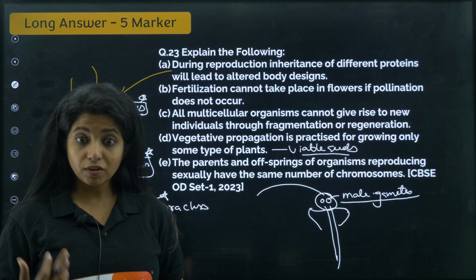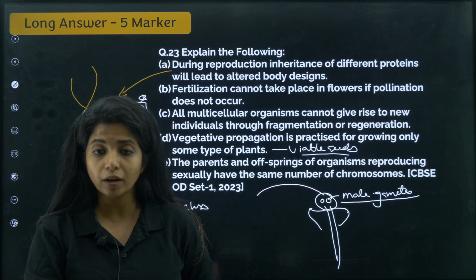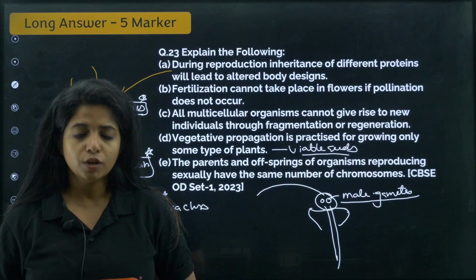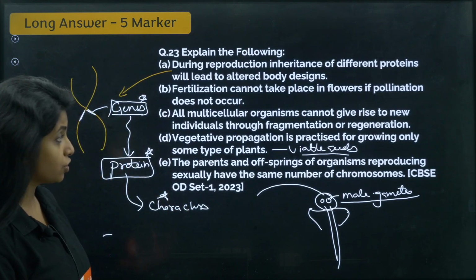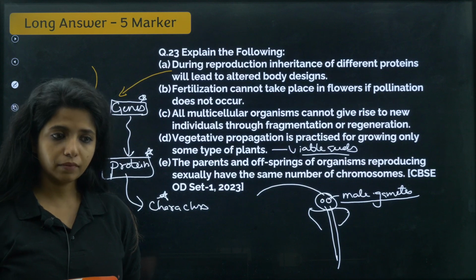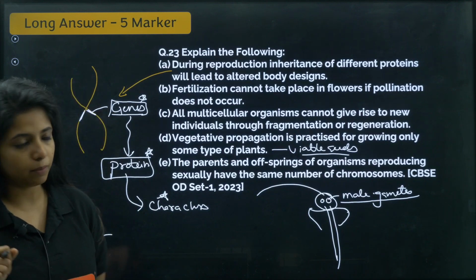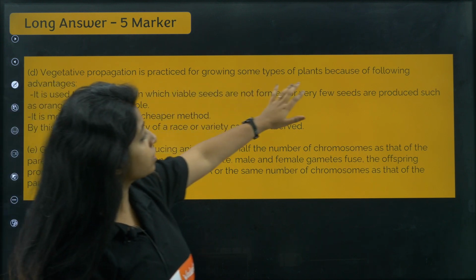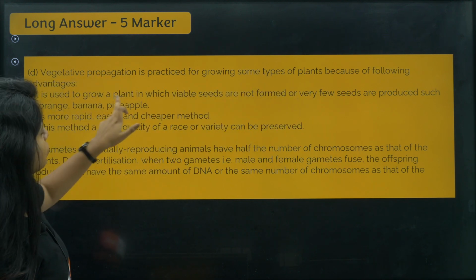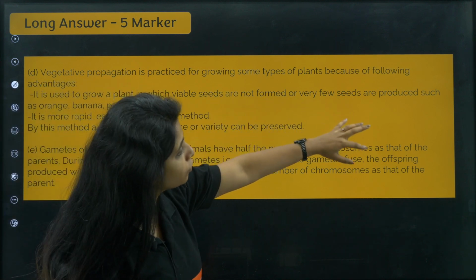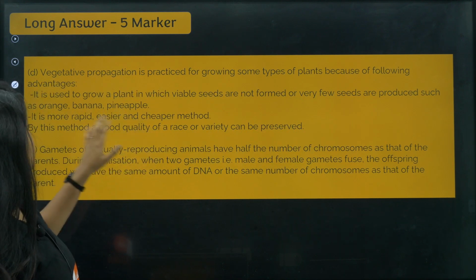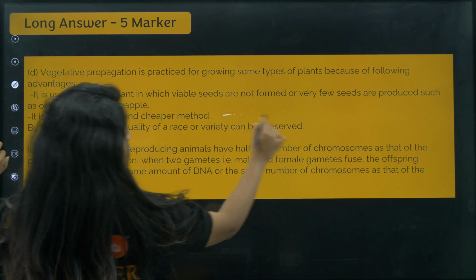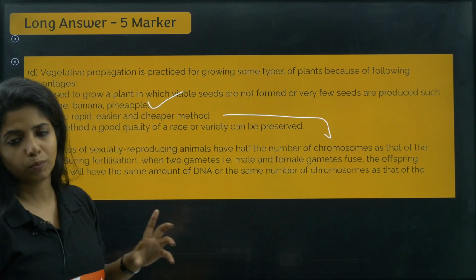Or plants which have the parts for vegetative propagation. For example, bryophyllum has the part. That has buds. The potato has tuber, which has buds. So these are the things that can undergo vegetative propagation, whereas others would not be able to do that. So over here, I didn't like the answer, but yes, vegetative propagation is practiced for growing some types of plants because of the following advantages. It is used to grow a plant in which viable seeds are not found or very few seeds are produced, such as orange, banana, pineapple. It's a more rapid, easier and cheaper method. By this method, good quality of race or variety can be preserved. So these are the main points. I think you can just answer this, which I explained initially.